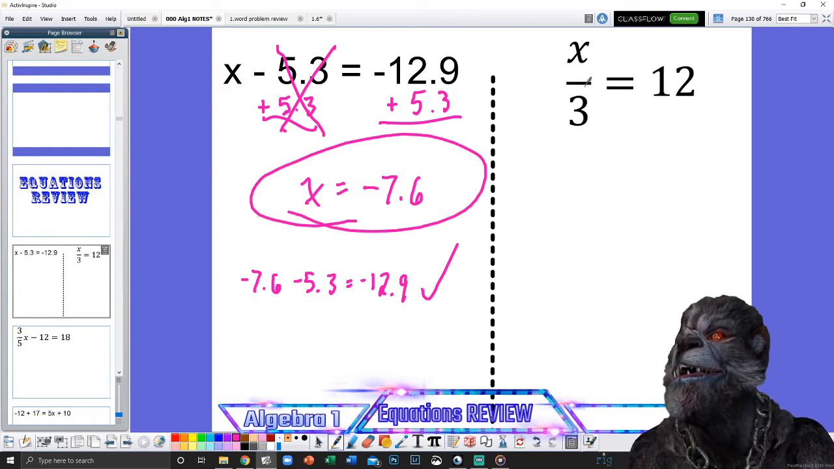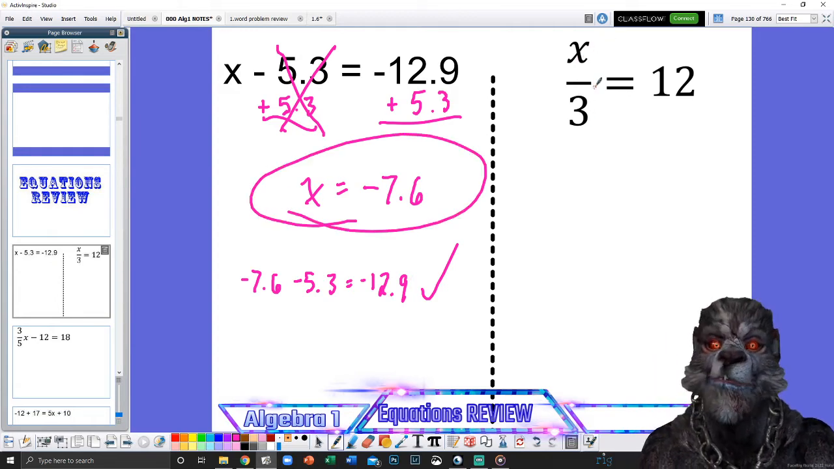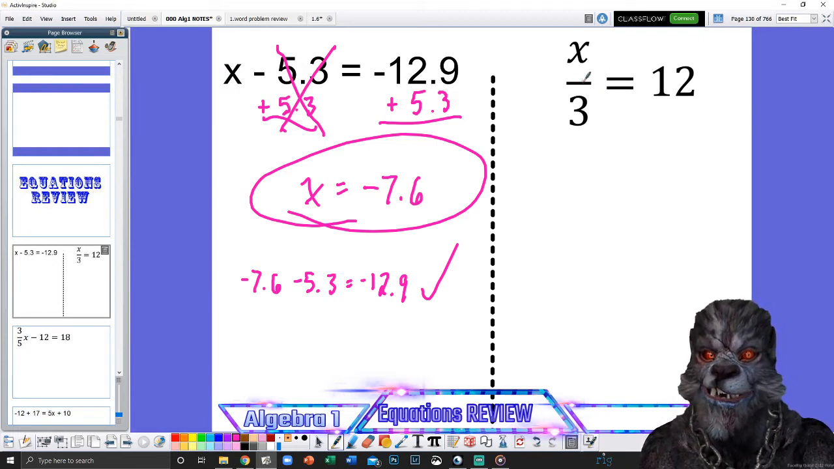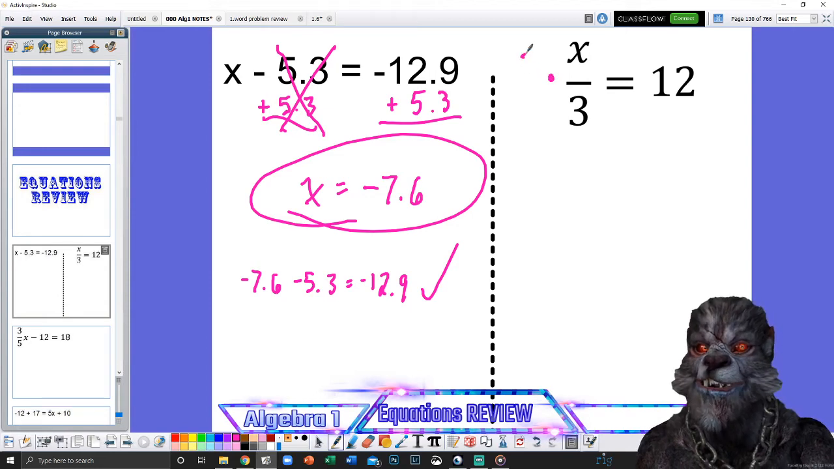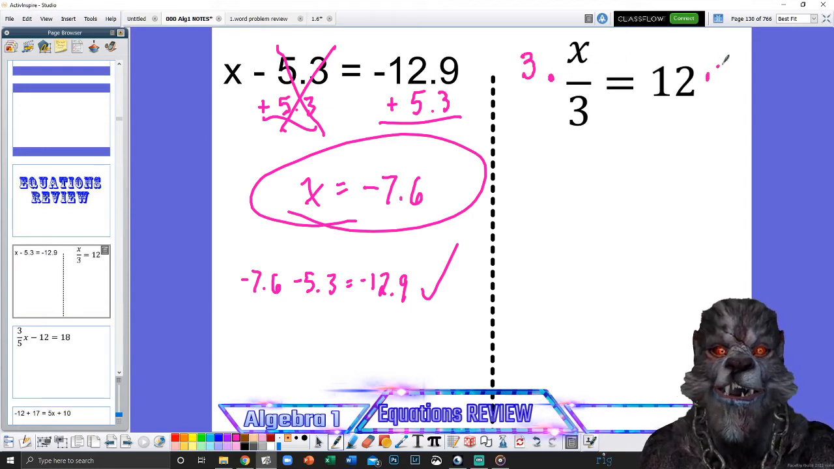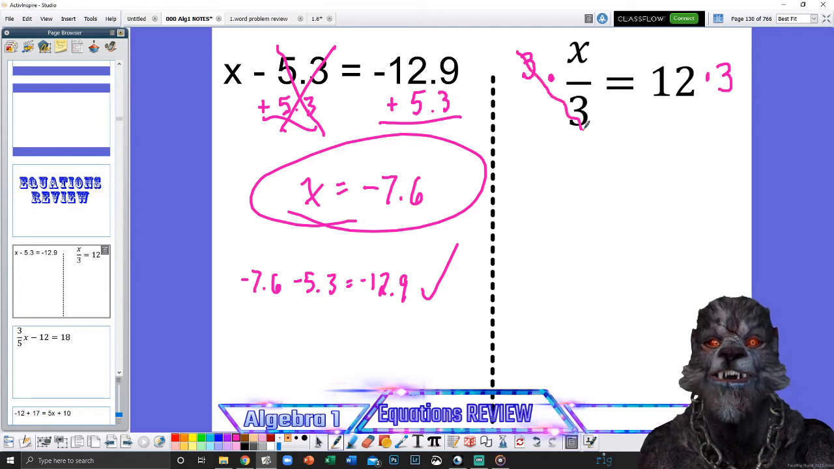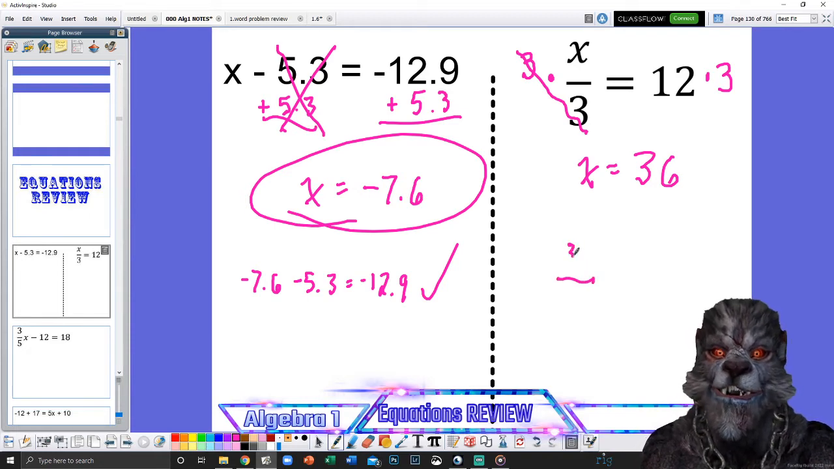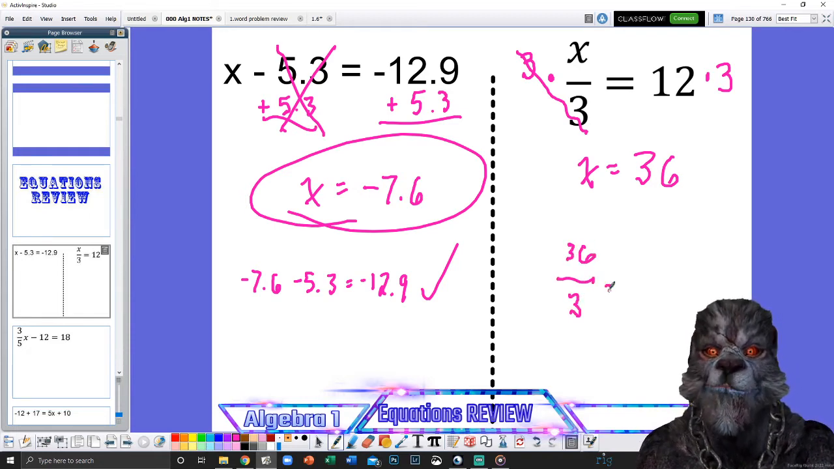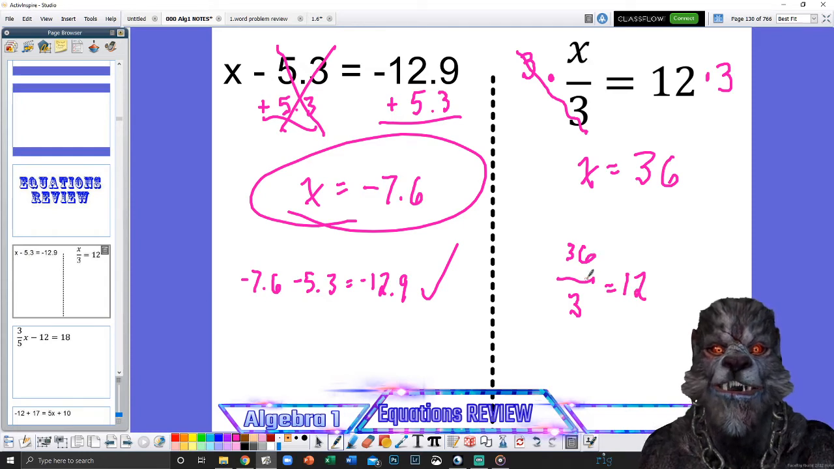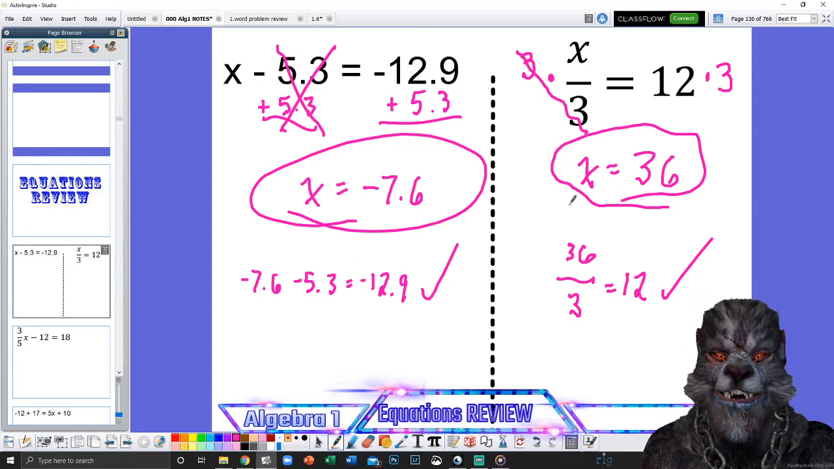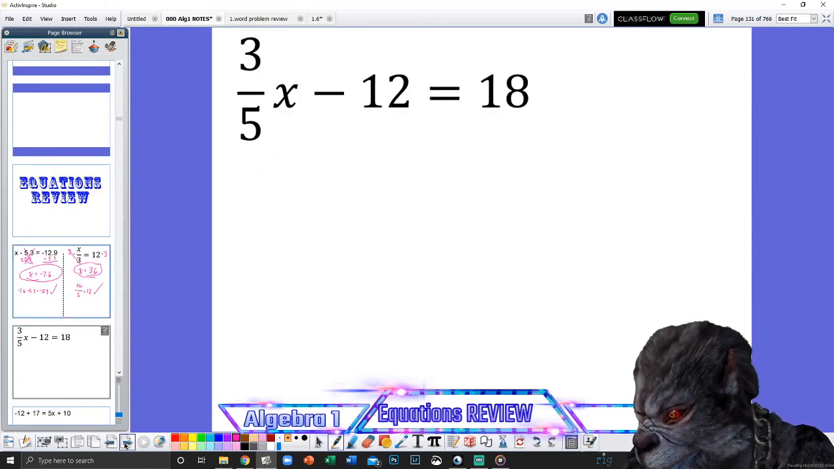Over here, this is x divided by 3. Hopefully by now you've gotten to the point where you're not scared of things that look like fractions. You see that this is division, so the way to cancel division is to multiply. So we're going to multiply both sides by 3. Here we have 3 divided by 3 that cancels. This gives you x equals 36. And that's it. To check it, you're going to put 36 in place of x. If you did 36 divided by 3, that is 12. Yes, 36 works.